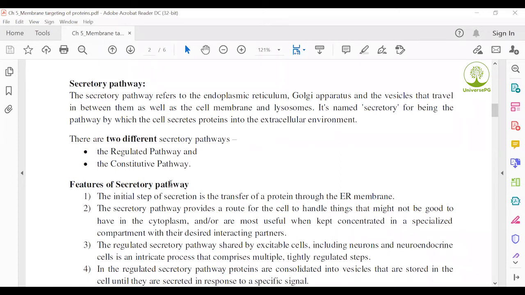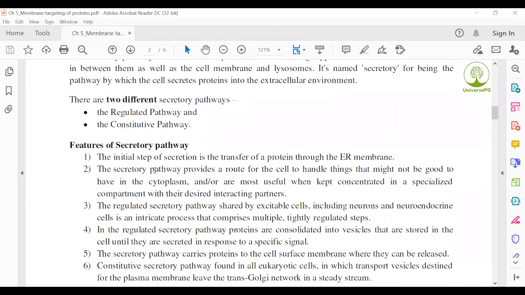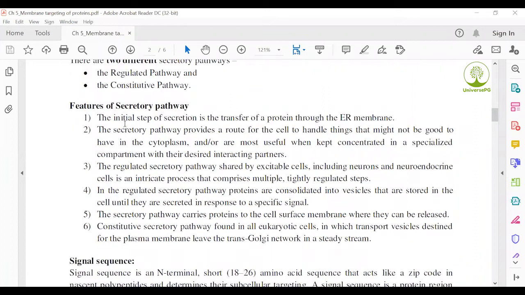These types of organelles, endoplasmic reticulum, Golgi apparatus, vesicles, generally secrete different types of protein into the extracellular environment. For this reason, this pathway is called the secretory pathway. There are two different secretory pathways, regulated pathway and constitutive pathway.